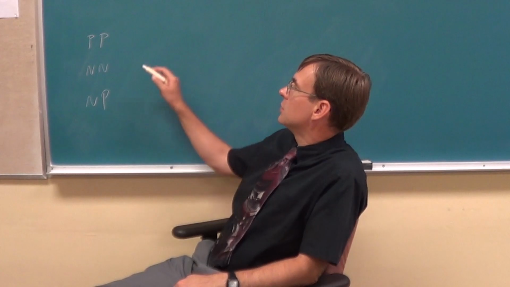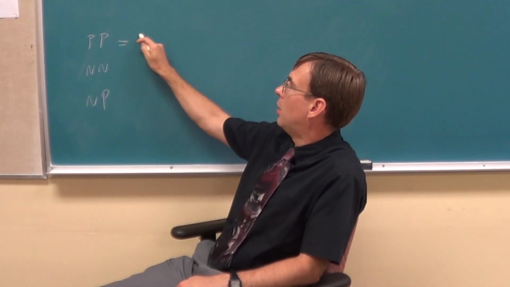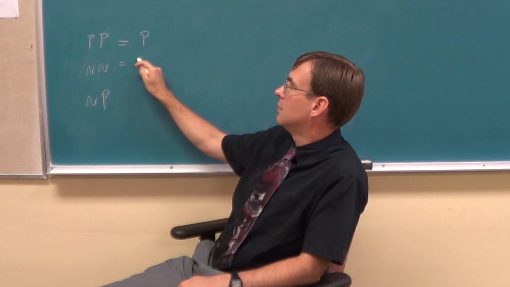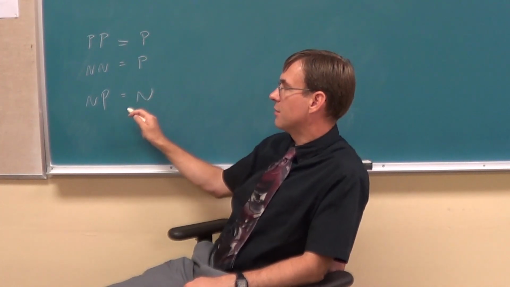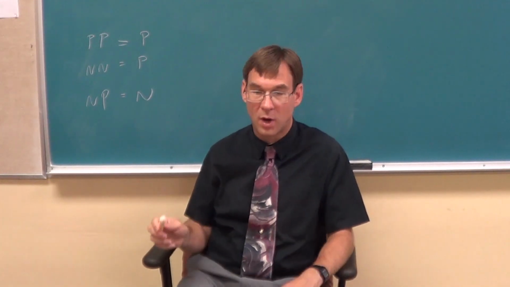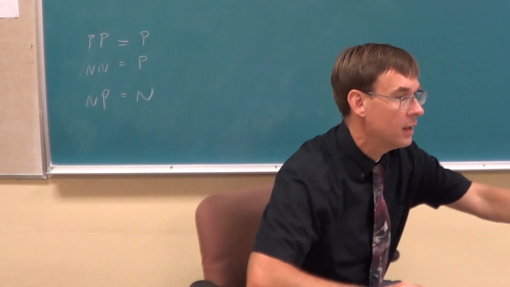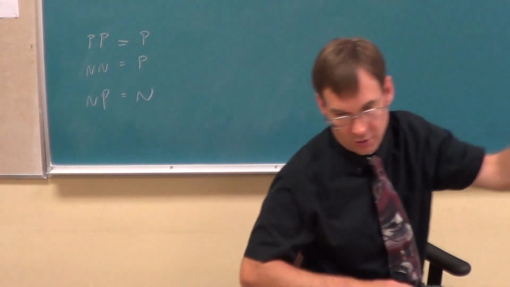And here's the rules. So 2 positives always will make a positive. 2 negatives, also positive. The only way you get a negative is if the problem has 2 things that are different. One of each will make us a negative when they're different. As long as they're the same, we're going to get a positive, and that's our deal.